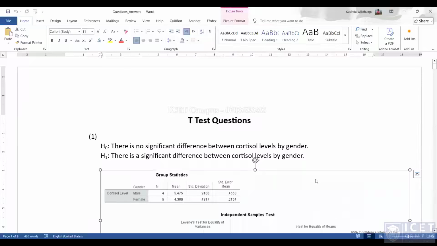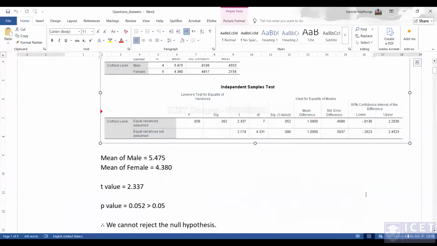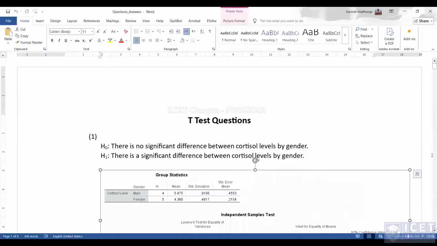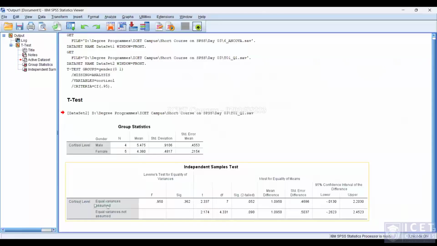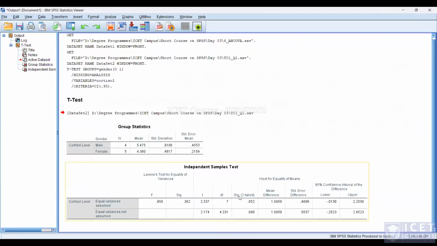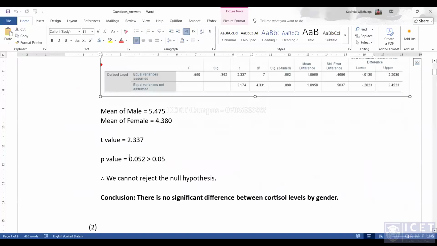So then we can check the values. Here also we can see the mean of male is 5.475, the mean of female is 4.380, and you can find the t-value here. So you can see, under equal variances assumed, the t-value is 2.337, and we can find the p-value, which is 0.052. 0.052 is greater than 0.05.